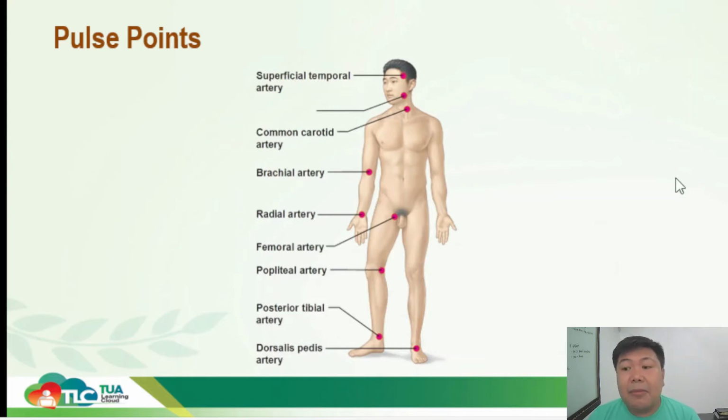And when we get blood pressure, usually we use the brachial artery. Some other doctors would use the dorsalis pedis and even the femoral artery on very rare occasions.